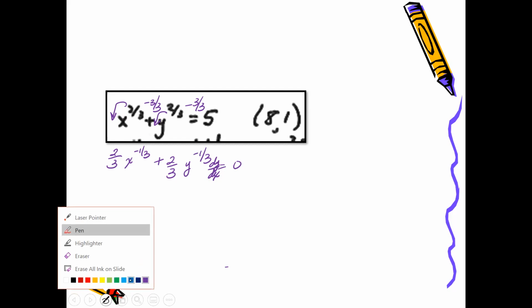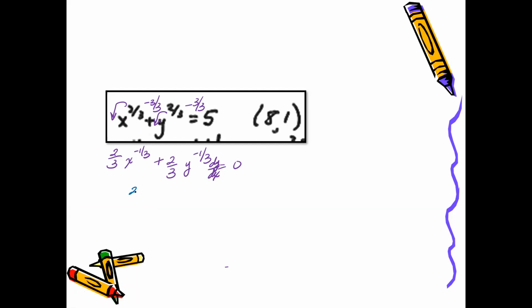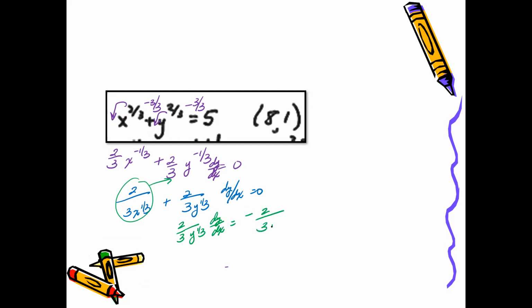Okay, so then after that, what you want to do is rewrite this so that you don't have any negative exponents. So you have 2 over 3 x to the 1/3 plus 2 over 3 y to the positive 1/3 dy over dx equal to 0. I'm going to move anything that doesn't have a dy over dx to the other side. So I have 2/3 y to the 1/3 dy over dx equals negative 2/3 x to the 1/3.